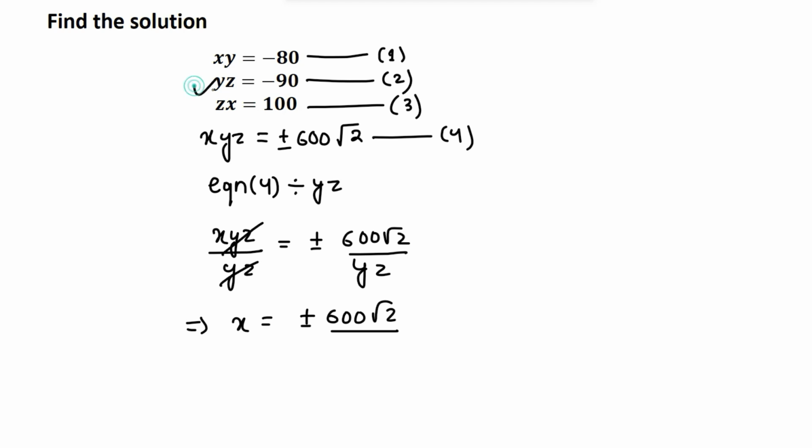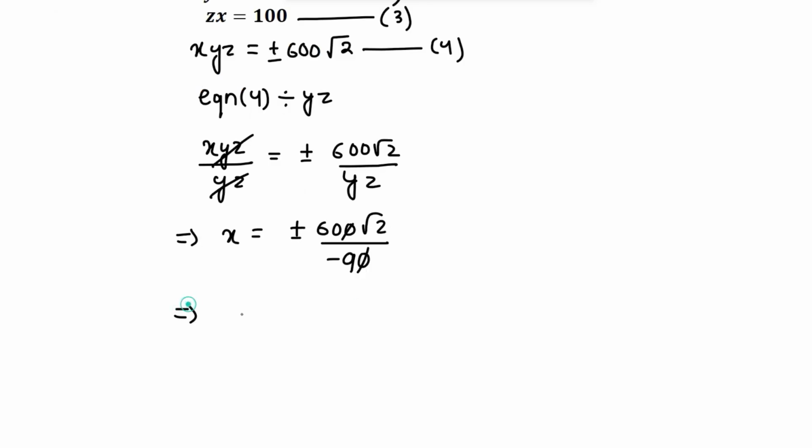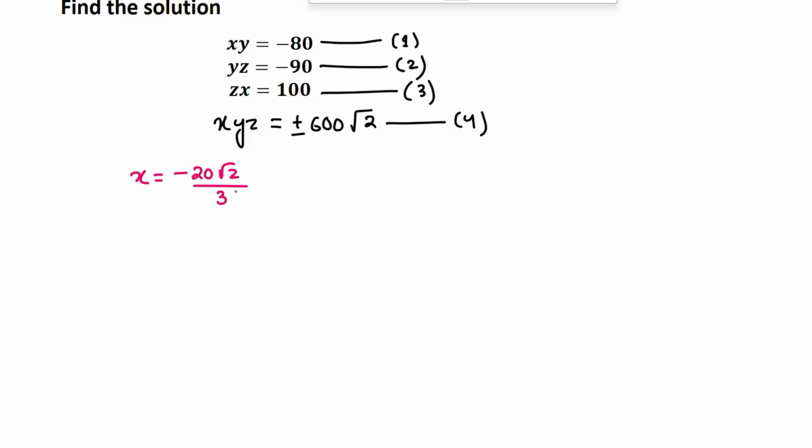From equation 2 you can see that yz equals minus 90, so I'll substitute minus 90 here. The zeros get cancelled out, so x equals, and this minus gets absorbed by the plus or minus, 60 divided by 9, that is 20 root 2 divided by 3. So we found the value of x.